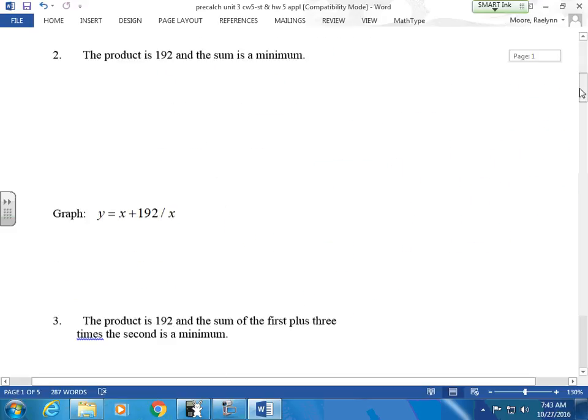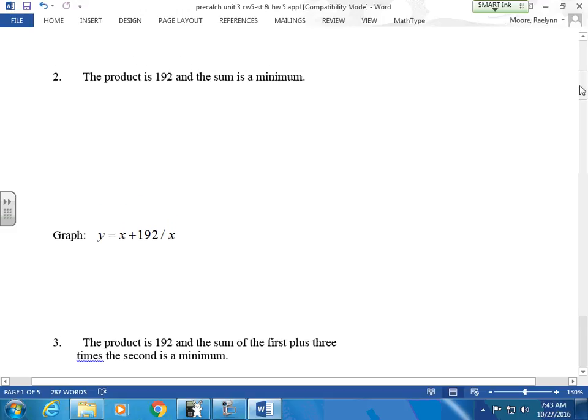Okay. Let's try another one. We have the same two numbers. We have the same two let statements. Does yours say the whole thing over? No, it just says this. Okay, so again, let Y equal the first positive number.